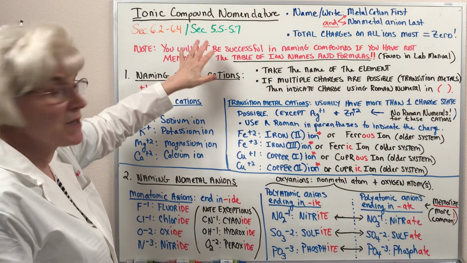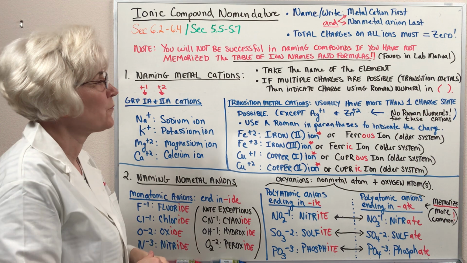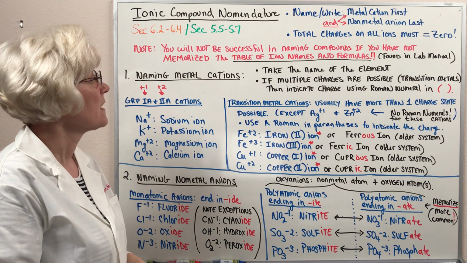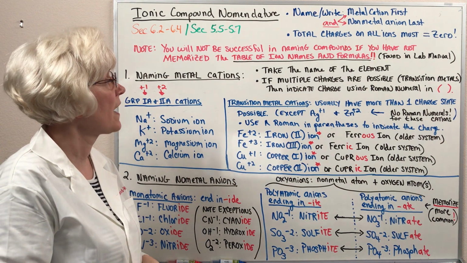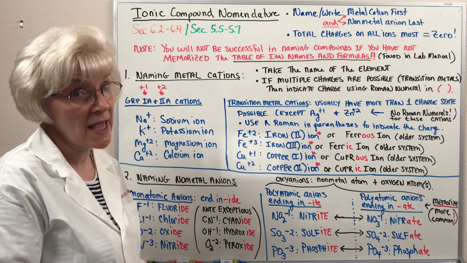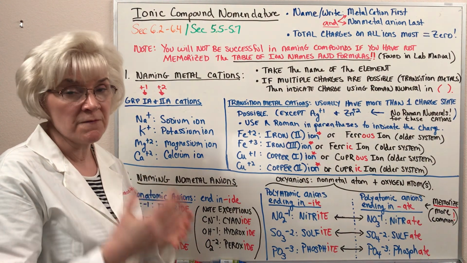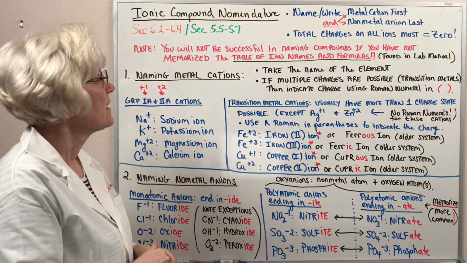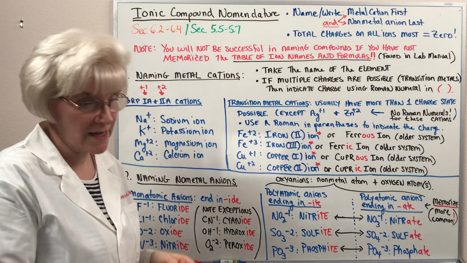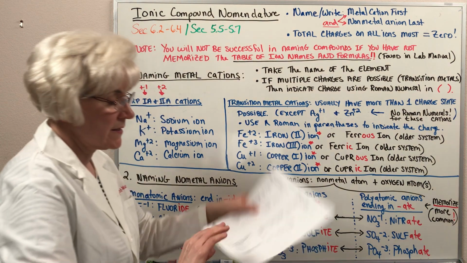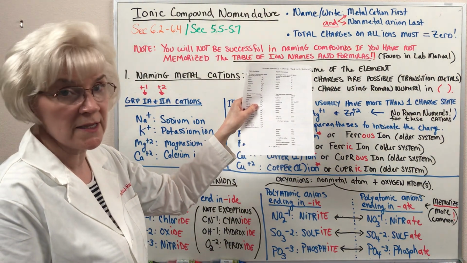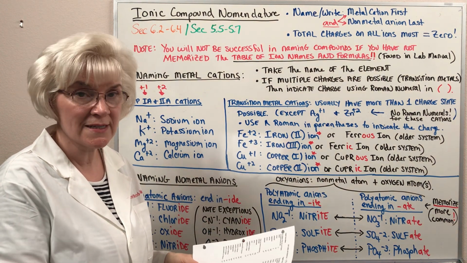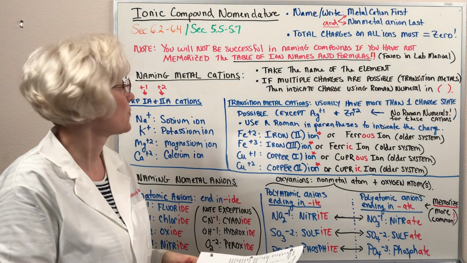And note, and I'll be mentioning this repeatedly as I work with you individually on nomenclature, you will not be successful in naming compounds if you have not memorized the table of ion names and formulas that's found at the end of your lab manual. So this is a very important process that you must put into your mind, having the names and formulas of these ions. And I'm holding up here the Chem 22 table of ions found at the end of the lab manual. You need to continue to work on memorizing, practicing these names and formulas throughout the course.